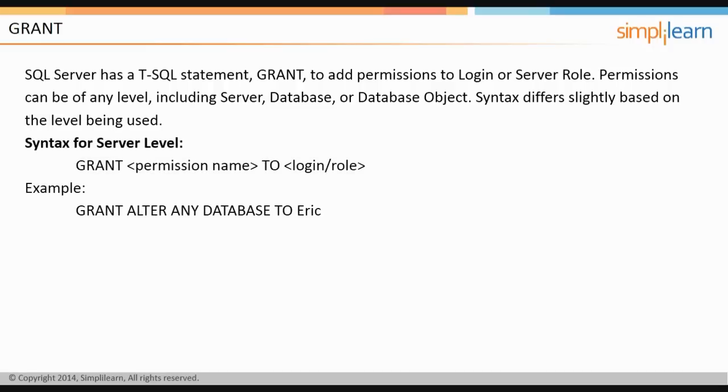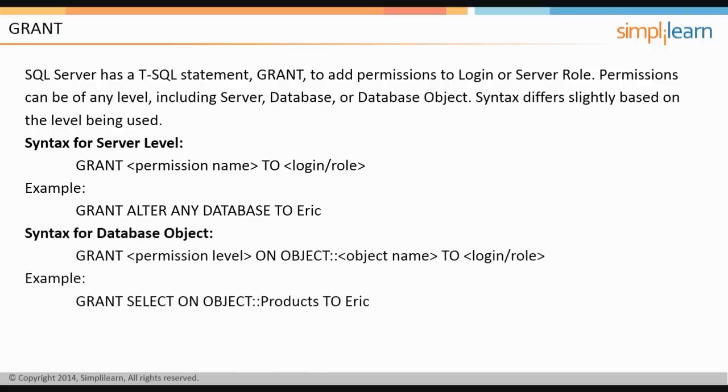When assigning a permission to the server level, all you need is the name of the permission, such as ALTER ANY DATABASE, and the name of the login or role you wish to assign that permission to. Doing the same for a different level, such as a database or table, also requires the OBJECT keyword followed by the double colon and then the object name. Both these methods will grant, that is, assign, the permissions to the role or login.